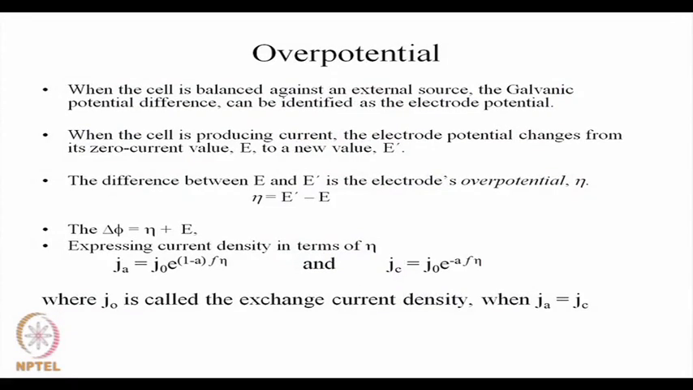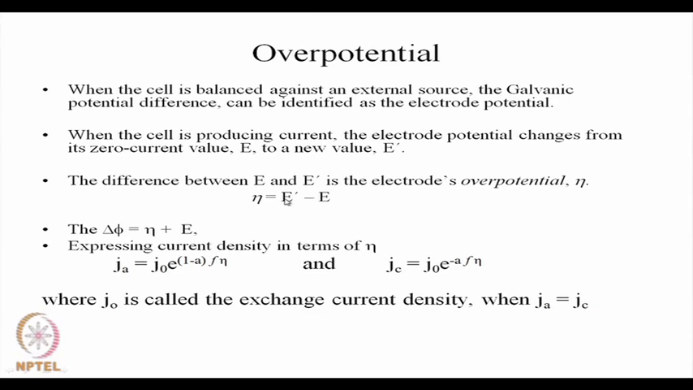Then your value of E changes because it is no longer balanced. So, potential is changing. Now, the difference between this E and E primed is the electrode's overpotential, and it is denoted by eta. So, eta is equal to E primed minus E.